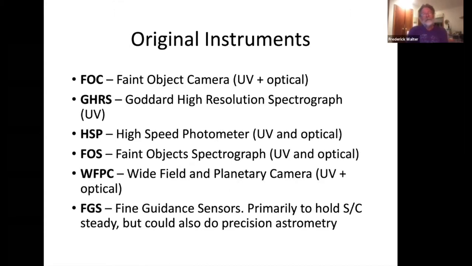There were six original instruments. I said there were five instrument bays, but there were really six instruments available. There's a faint object camera, which was built by the European Space Agency.